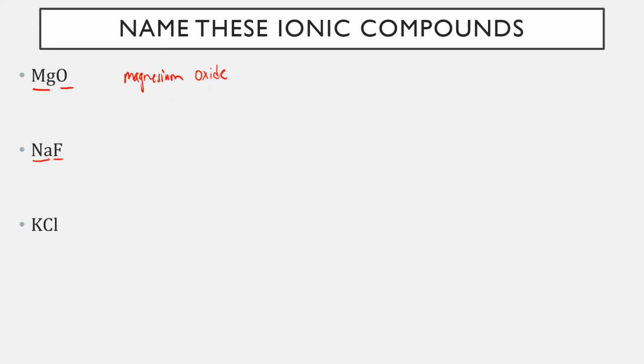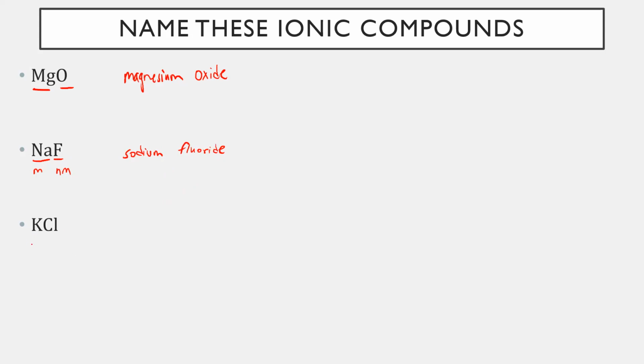NaF. Na is sodium. F is fluorine. Sodium is a metal. Fluorine is a nonmetal. Name the metal first. So the metal is sodium, and the nonmetal is fluorine. So it's not going to be sodium fluorine. It's not going to be sodium fluorinide. It's going to be sodium fluoride. Spelling can be a bit of a weird one here too, but do your best, right?